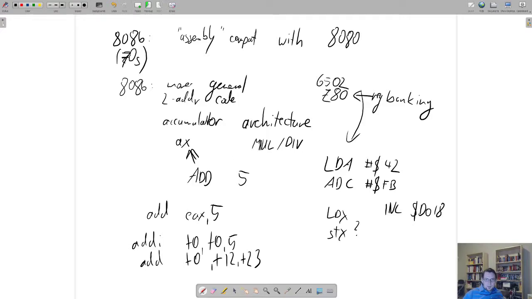Whereas, God damn it, I gotta figure out something with this cursor. I literally can't tell. Here I am.